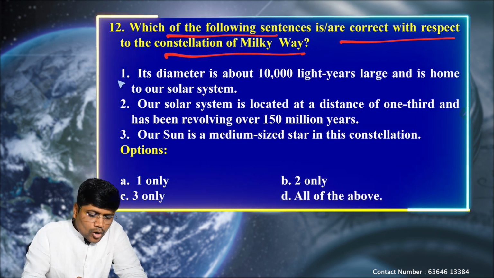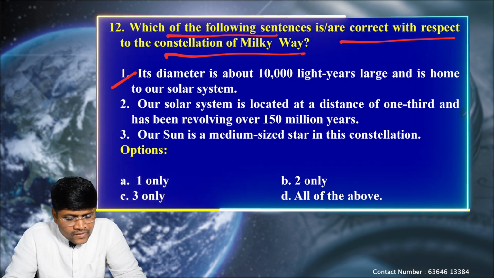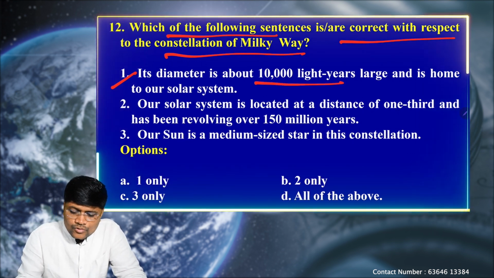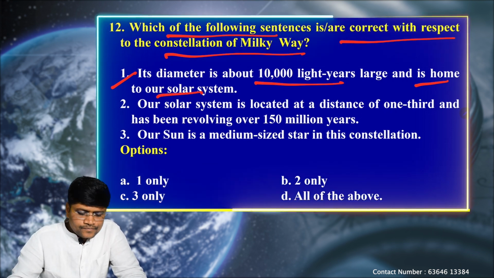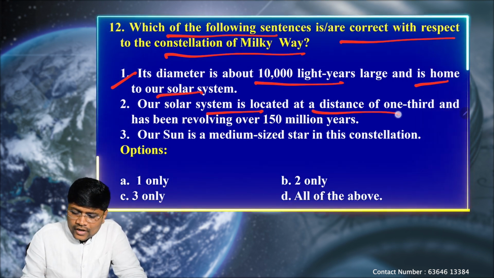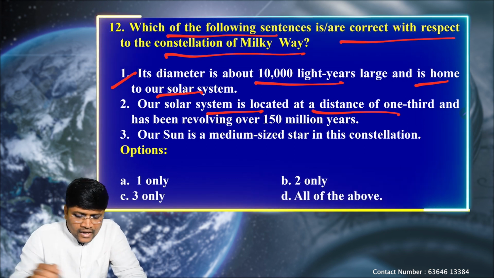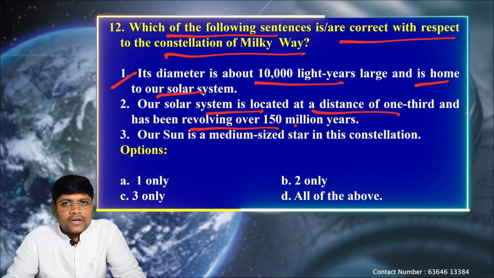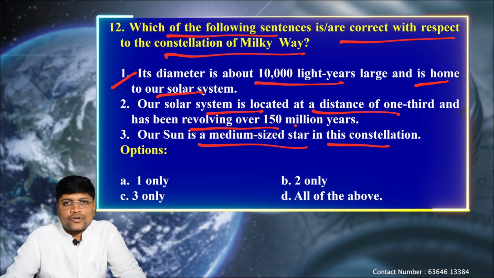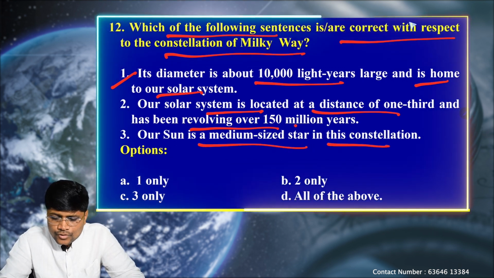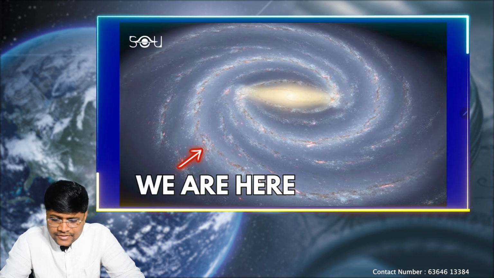Okay. So again the options are: first statement, its diameter is about 10,000 light years and it is home to our solar system. Next, our solar system is located at a distance of 1/3 and has been revolving for 150 million years. Next statement, our sun is a medium-sized star in this constellation. Okay, so let's go back to the explanation.